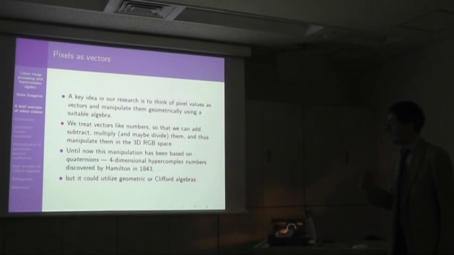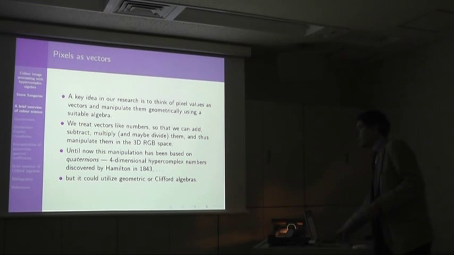What we want to do is manipulate those position vectors geometrically using a suitable algebra. We want to treat the vectors like numbers. We want to be able to do addition, subtraction, multiplication, maybe division, and manipulate them in the 3D RGB space. And for the last 15 years or more, I've done that using quaternions, which are 4-dimensional hypercomplex numbers discovered by Hamilton. But we could, in principle, use other algebras. We could use geometric algebras, Clifford algebras, for the same purpose.